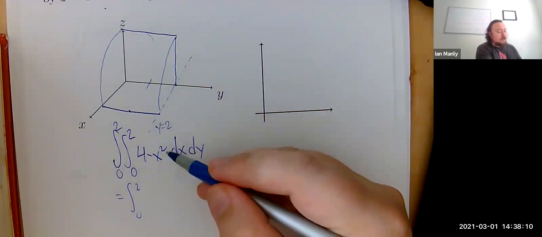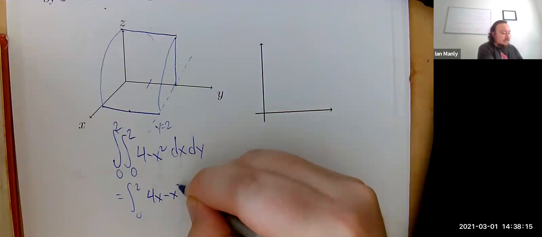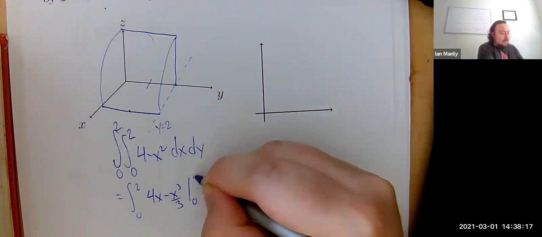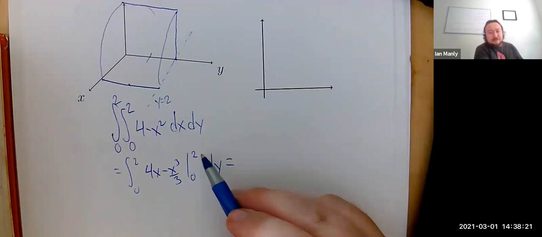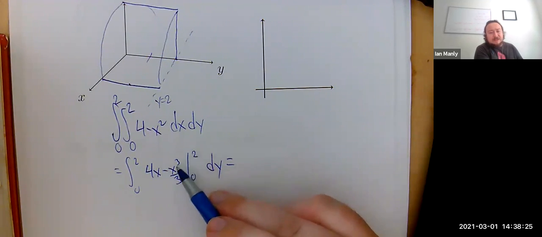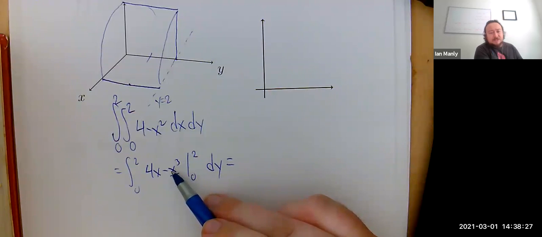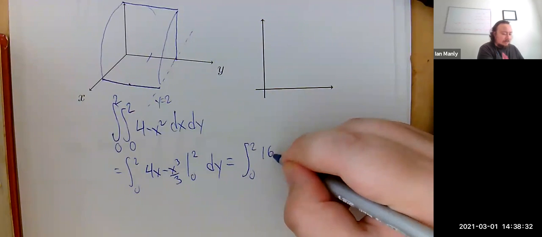Let's do the x part first. And there's no u-sub required for this. It's going to be 4x minus x cubed over 3. And then from 0 to 2, we still have our y's. Let's see, I put 2 into here and I have 8. And then I put 2 into here, I have 8/3. 8 minus 8/3 will be 16/3.